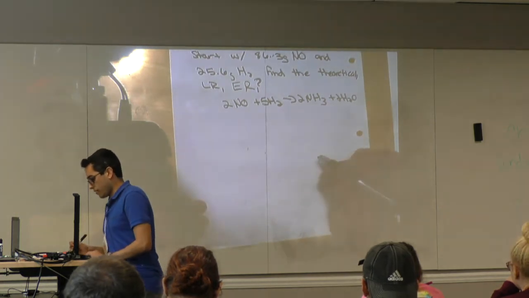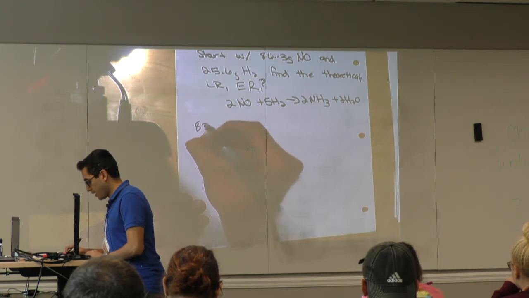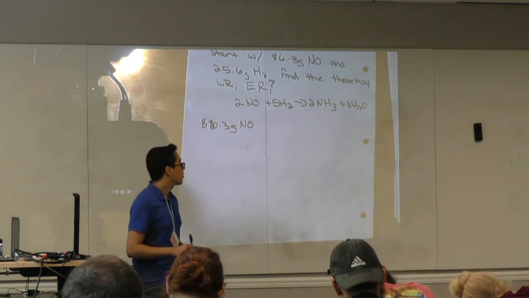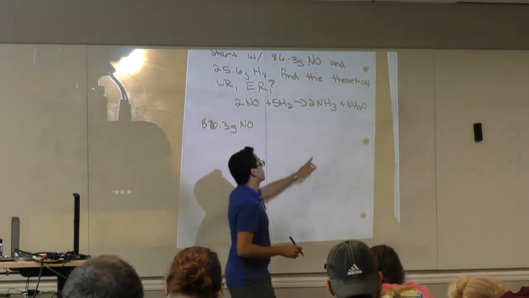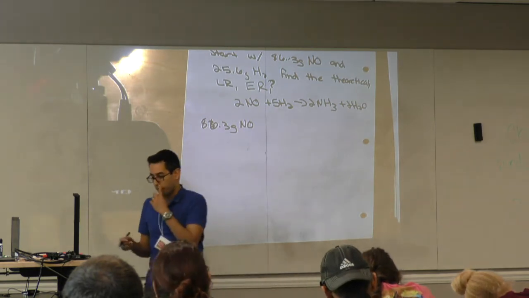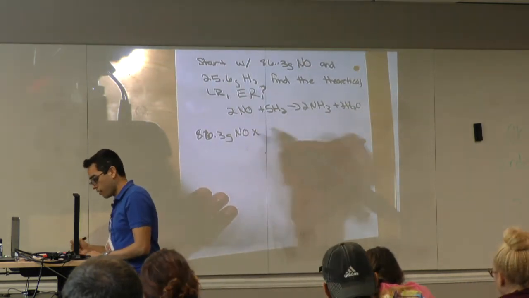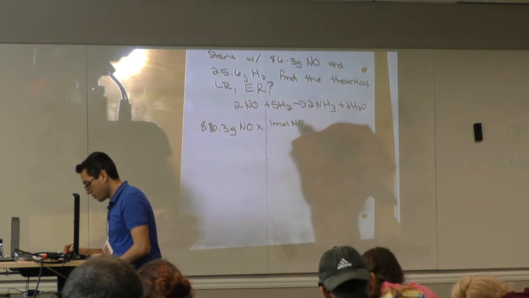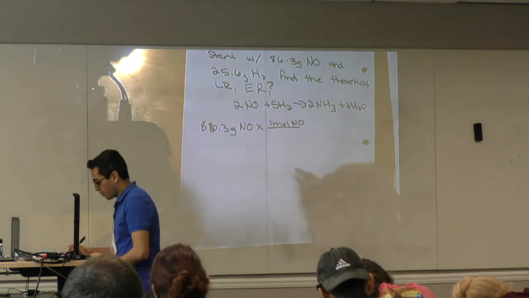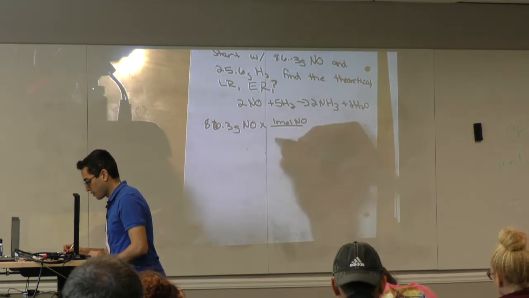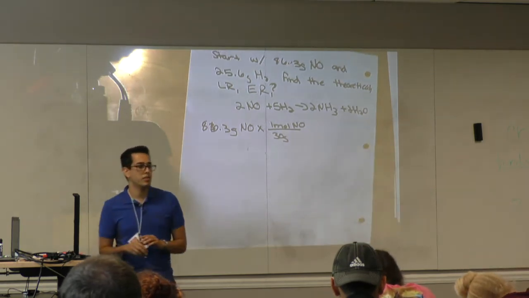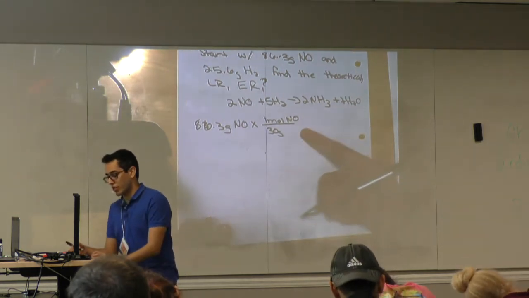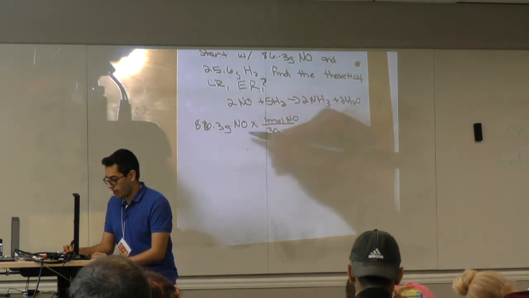So that's going to be our first step. We start with what we have, right? So we're going to start with 86.3 grams of NO. And so we need to get that into moles of a product. Again, I'm just going to go with ammonia because it's straightforward, right? To do that, we need to convert NO into moles first. So we're going to do 1 mole of NO is equal to its atomic mass, which I believe is 30 grams. N is 14, O is 16, 30.